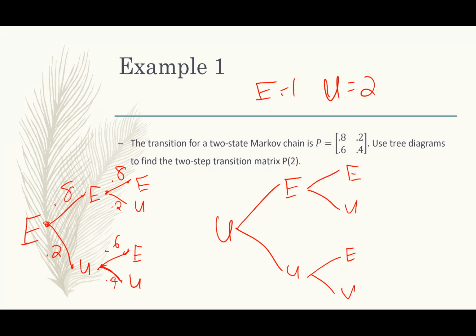Let's go ahead and put the same numbers in for the second side of this. Unemployed to employed is 0.6. Unemployed to unemployed is 0.4. Employed to employed is 0.8. Employed to unemployed is 0.2.